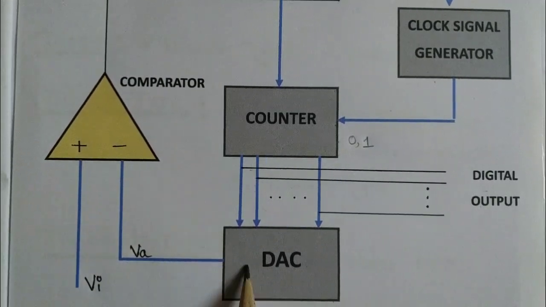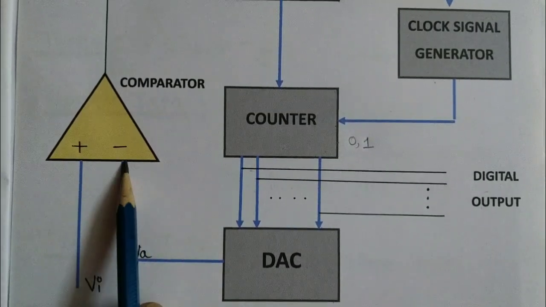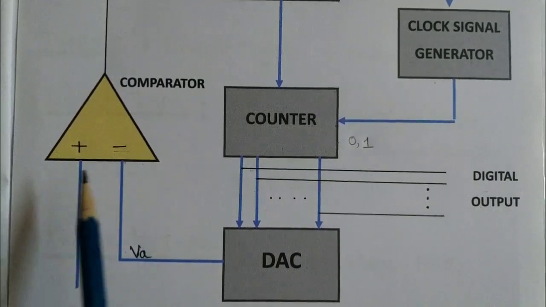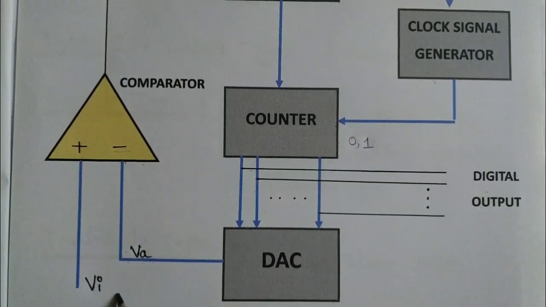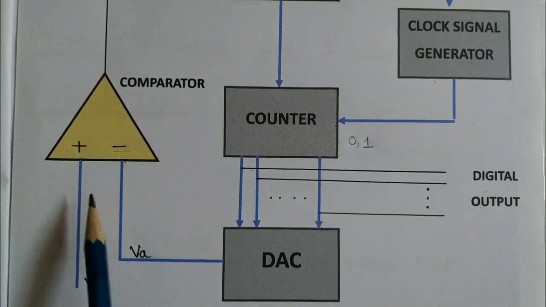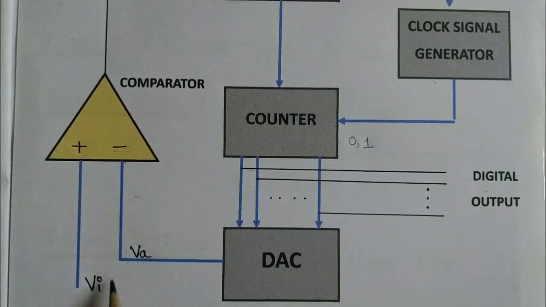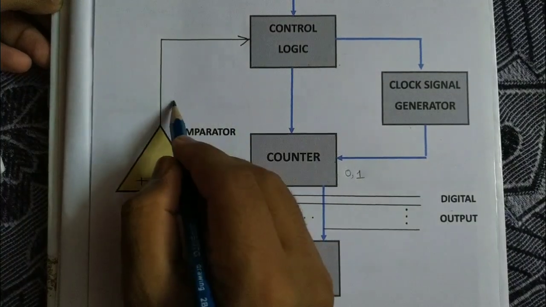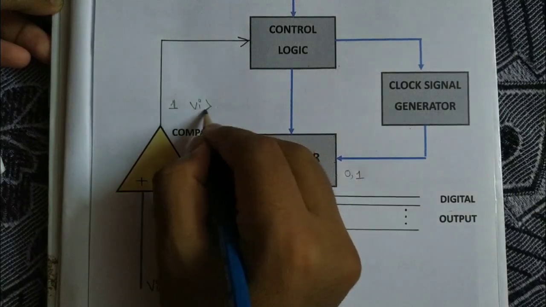This VA is the output of DAC converter, and it is fed back to the comparator in the inverting terminal. This minus sign means it is the inverting terminal of the comparator, and you can check that this plus sign means non-inverting terminal, and it gets VI. It means the external analog input. Comparator compares between these two signals VI and VA. VI means external analog signal and VA means the output of DAC. The output of the comparator will be 1 when VI is greater than VA. It means VI is greater than VA.